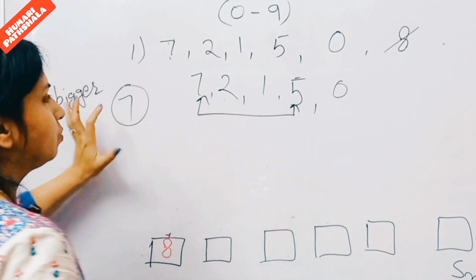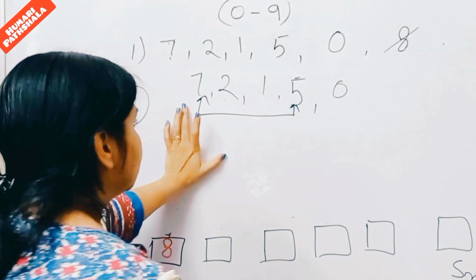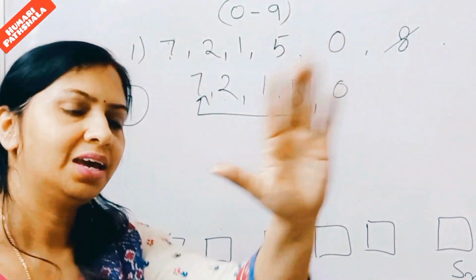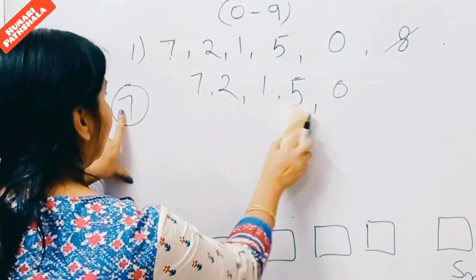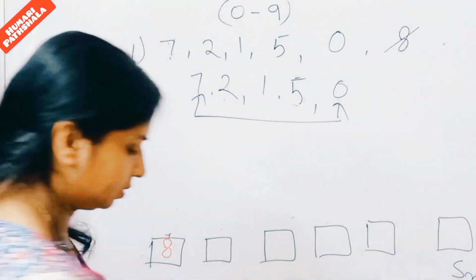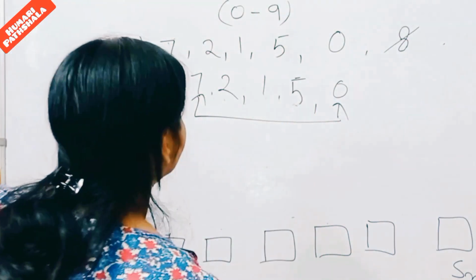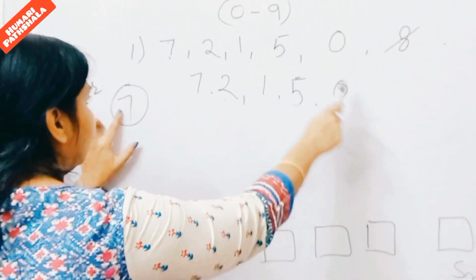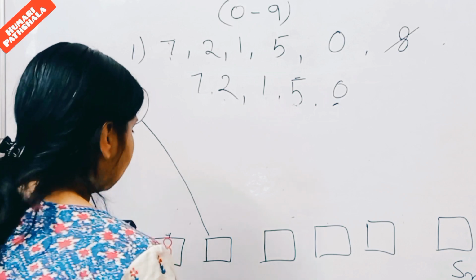Now compare these two numbers, 7 and 5. Which number is bigger? 7 is bigger. Now compare 7 with 0. 7 is bigger here. 7 is biggest in this group, and we'll write it here in the second block.